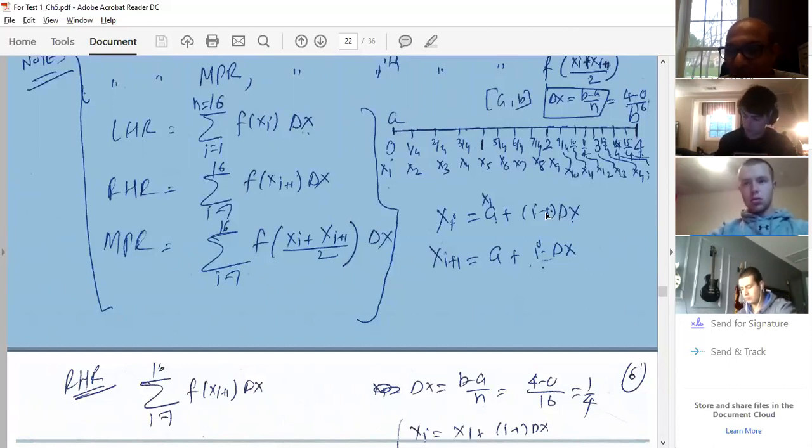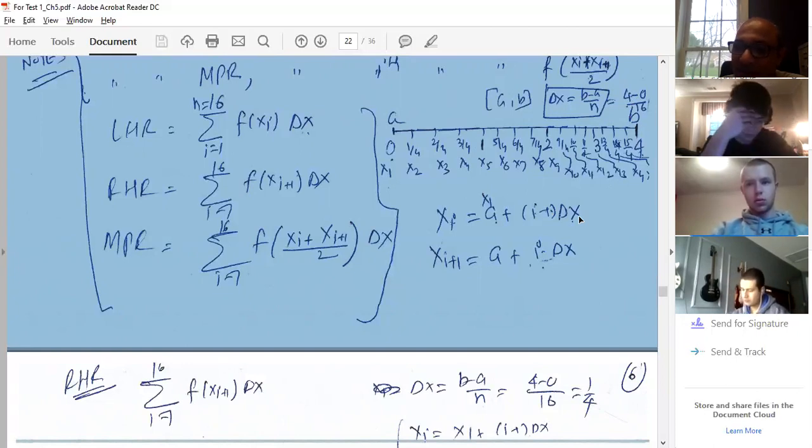Alexis, look at over here, i minus 1. Delta x, that is this term. Delta x equals 1/4 here in this example, right? You can get this delta x from here. Make sense? Yes, sir. Thank you.